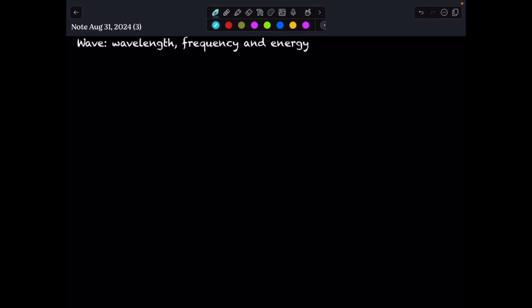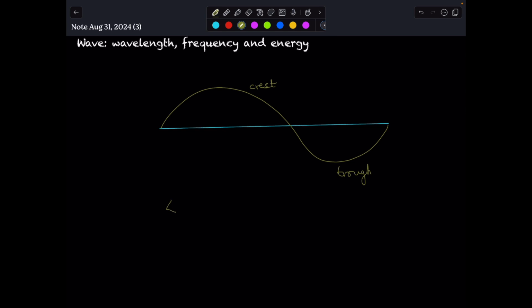In this video, we are going to study wavelength, frequency, and energy of a wave. Let's consider a wave. The upper portion is called a crest and the lower portion is called a trough. The distance between one crest and one trough is the length of the wave, and that's called wavelength and is denoted by the symbol lambda. So this is wave number 1.